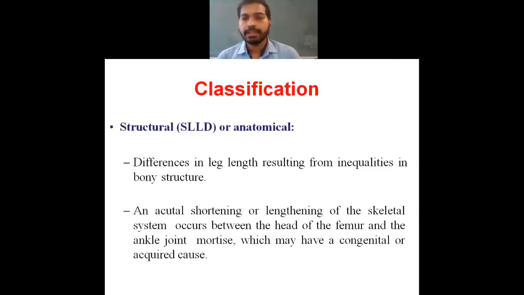Differences in leg length resulting from inequalities in the bony structure. When there are inequalities in the bony structure, you cannot say only shortening; in another way you can also say one leg is lengthened. That's why it is written: an actual shortening or lengthening of the skeletal system occurs between the head of the femur and the ankle joint mortise. You know ankle joint biomechanics, I hope you know the ankle mortise.